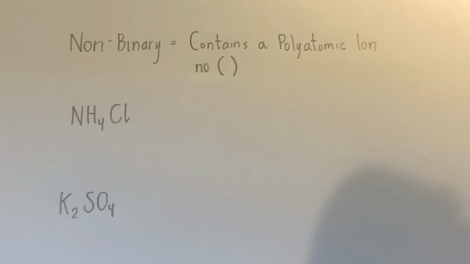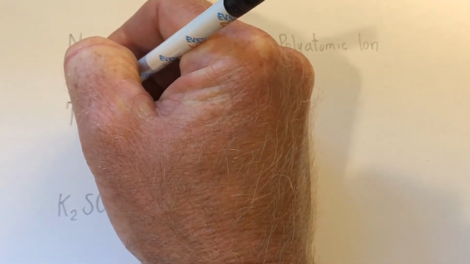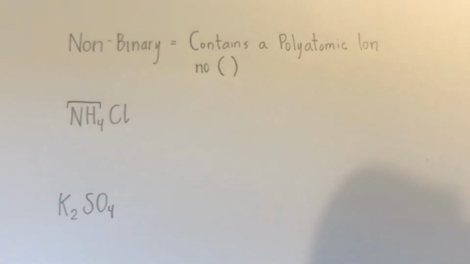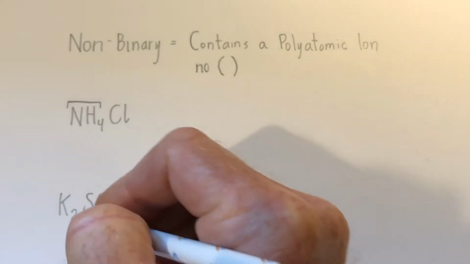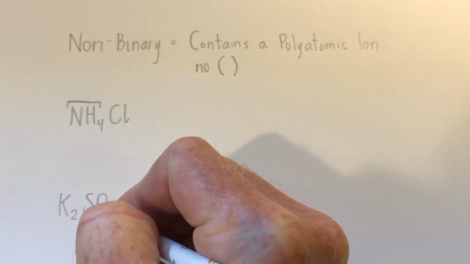When a molecule is non-binary, it'll always contain a polyatomic ion. In some cases, the formulas will have parentheses around the polyatomic ion, and in some situations there won't. However, in both instances, you do want to identify in the formula where the polyatomic ion is located. For example, in ammonium chloride, the NH4 ammonium is the polyatomic ion, and in potassium sulfate, SO4 is a polyatomic ion.